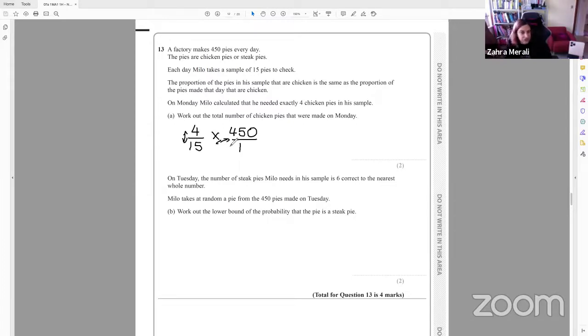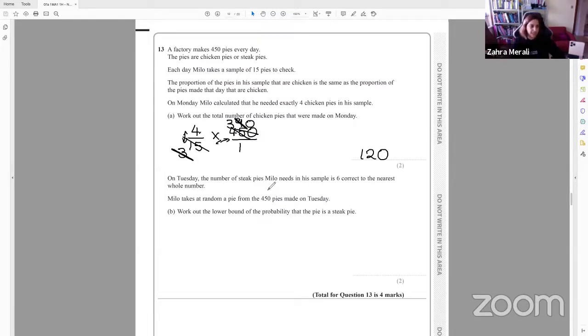So let's say you don't see it's 15. Let's say we know it's 5. So we can cancel that, and if I divide 15 by 5, I get 3. 45 by 5 is 9. And then I've got a 0, so that's 90. And now hopefully you can see they both go into 3. You could have done it in one step if you saw it. And so that's going to become 30. 4 times 3 is 12. We add the 0. So the number of chicken pies that were made on Monday is 120.